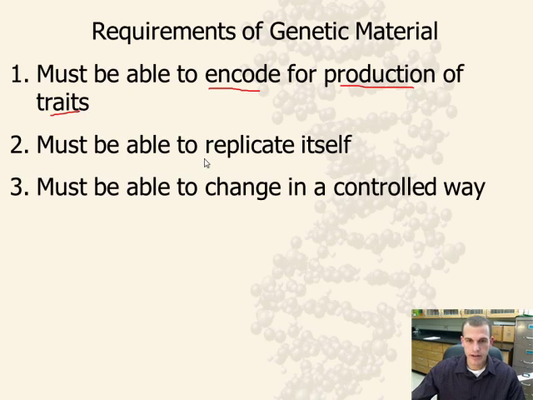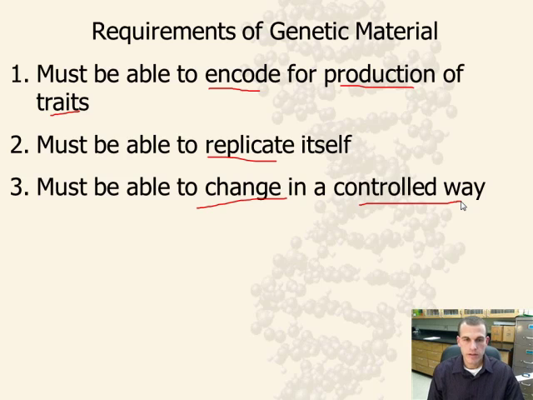The second thing is that it must be able to replicate itself. If you think about DNA, replication is needed in order for it to be passed along to new cells through the process of mitosis, and you also need it for meiosis. The third thing is that it must be able to change in a controlled way. Meaning the cell has to be able to control its growth, because if it doesn't control its own growth, it's considered to be what we call cancer.